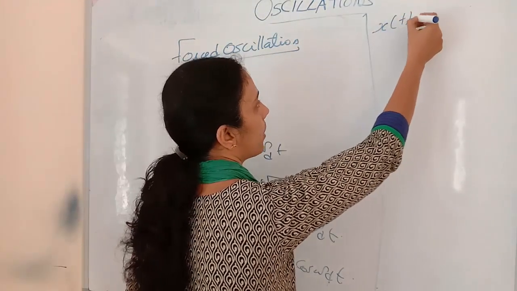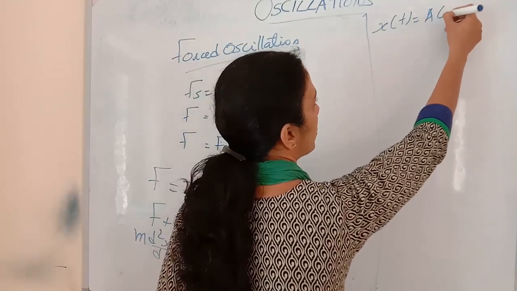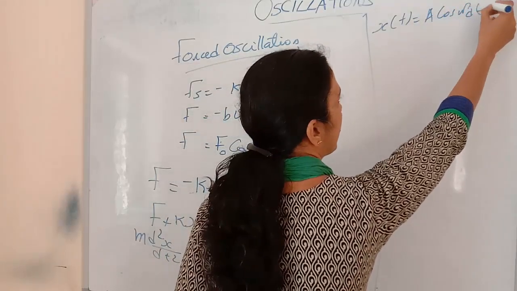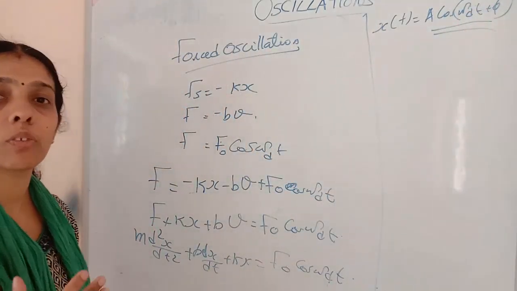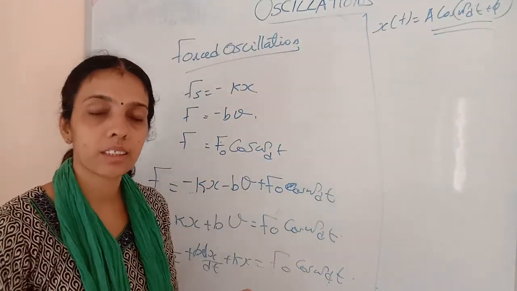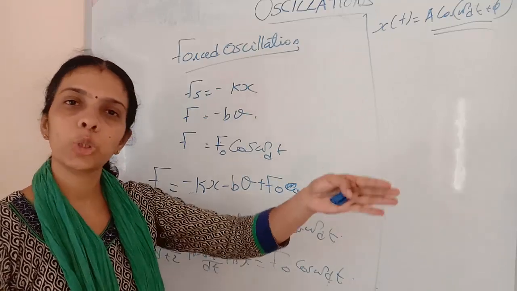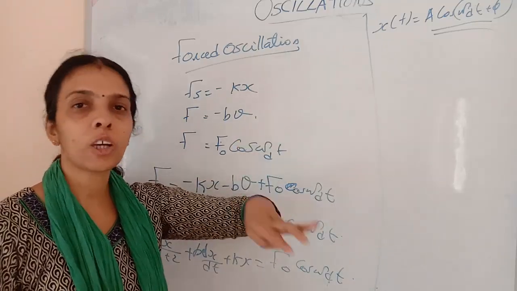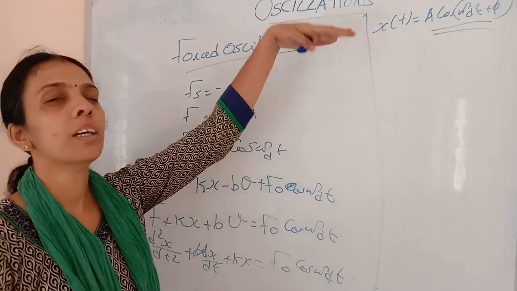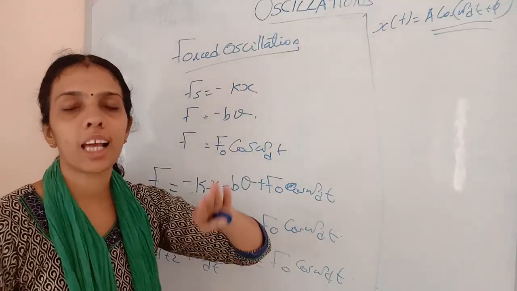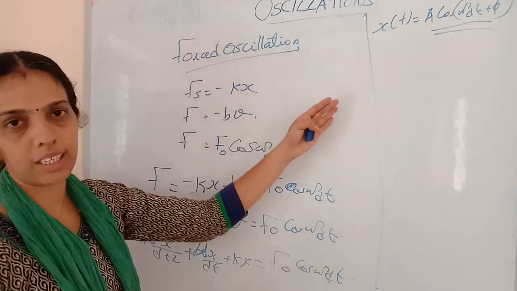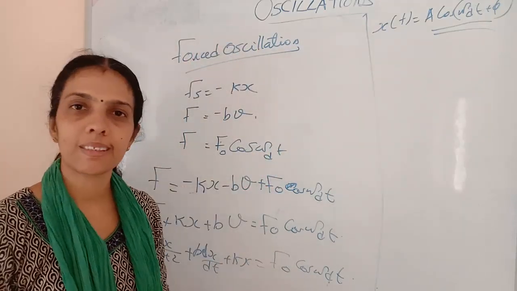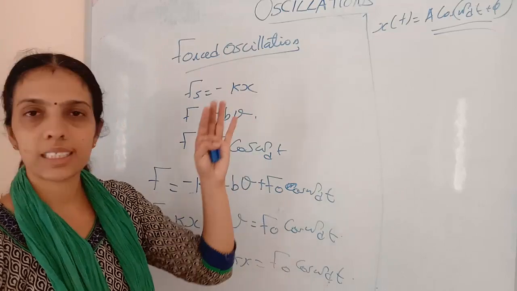x of t equals A cos(omega_d t plus phi). While we are applying an external force, the initial motion, due to damping, will be dying out by that time, and after that it is moving only with the help of the external force, the forced oscillation. So x of t is represented as A cos(omega_d t plus phi).